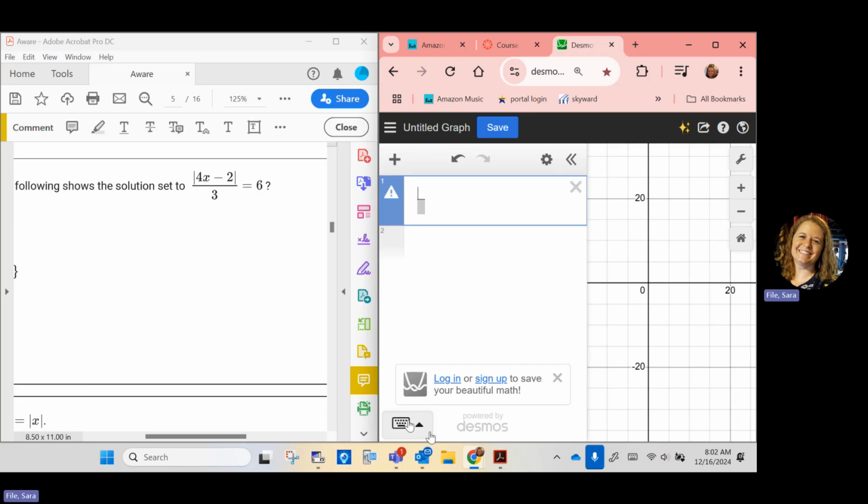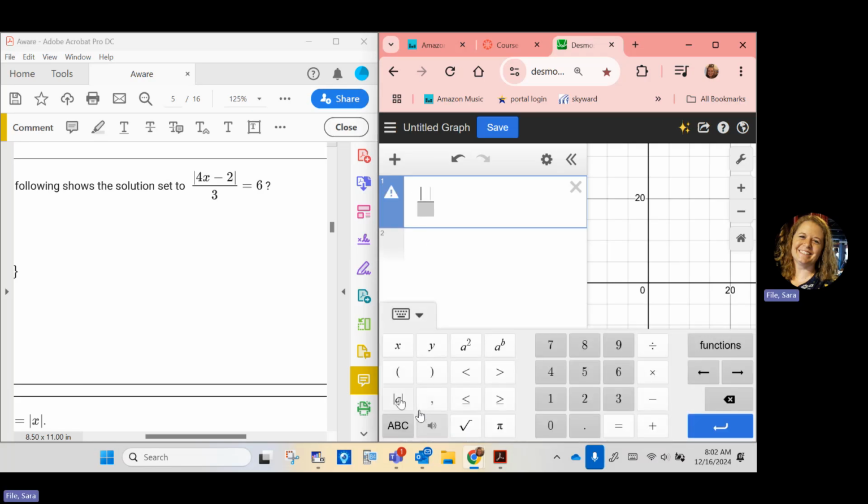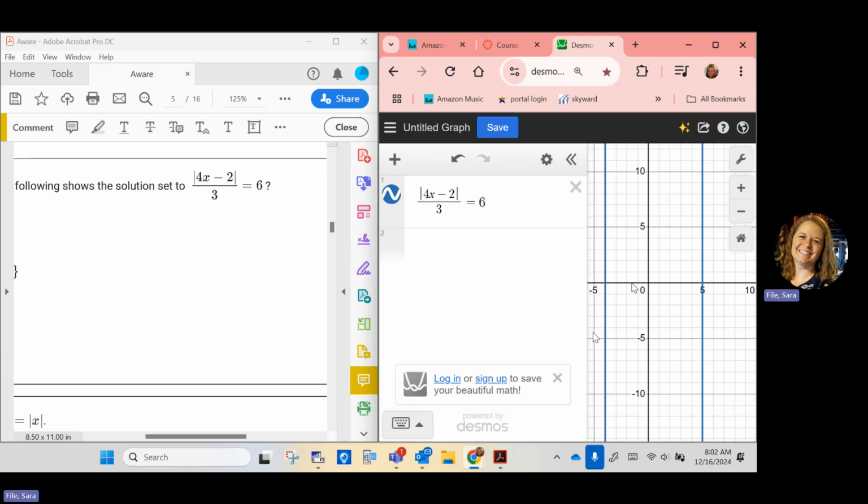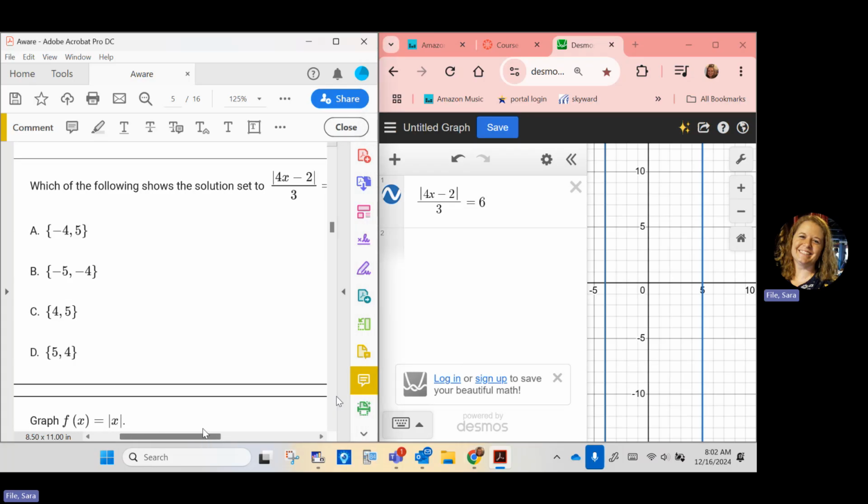So this time it's a fraction. The absolute value is on top with 4x minus 2. That's over 3 equals 6. So I can see those solutions. It's at 5 and -4. So -4 and +5.